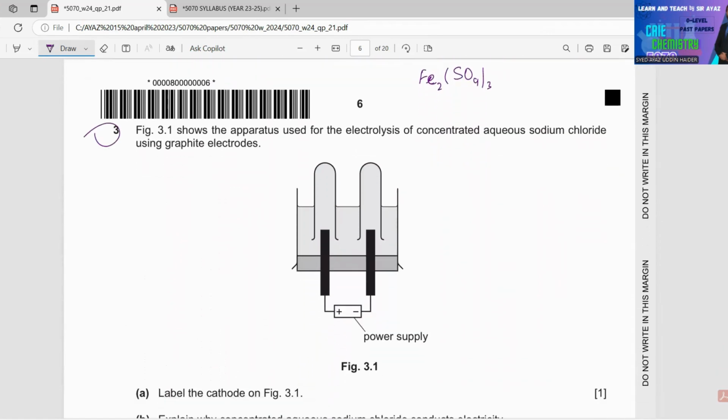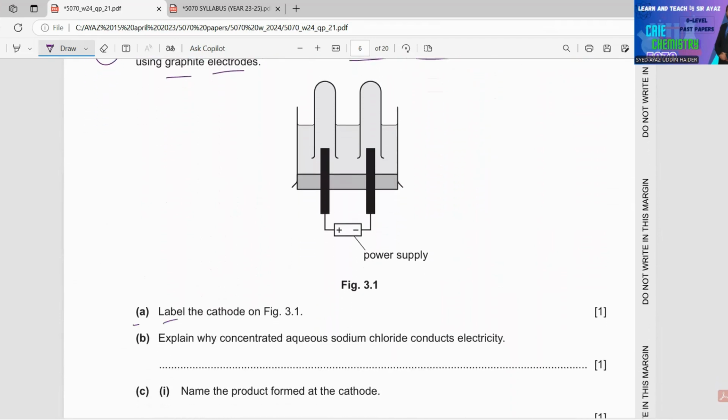Question number 3. Figure 3.1 shows the apparatus used for the electrolysis of concentrated aqueous sodium chloride using graphite electrodes. So here's a graphite electrode. A, label the cathode on figure 3.1. Cathode is the negative electrode. So this must be the cathode.